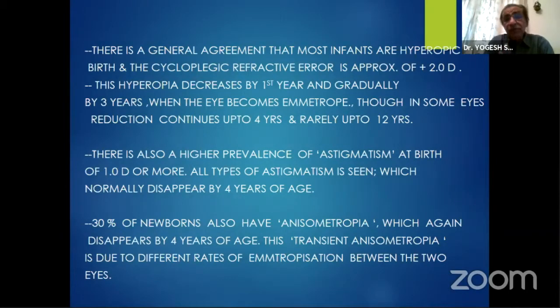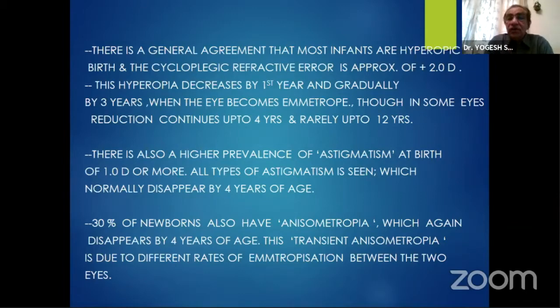So by the end of 1 year of birth, the child should have an emmetropic state, at least if the hypermetropic error is only plus 2 diopters. And gradually by 3 years, it should totally disappear when the eye becomes emmetropic. That's what I was telling. Though in some cases, reduction continues up to 4 years and rarely up to 12 years of life.